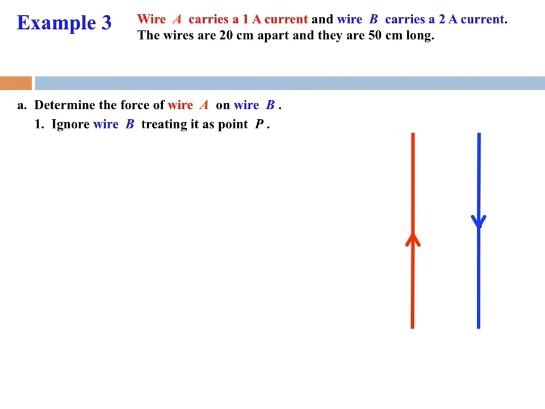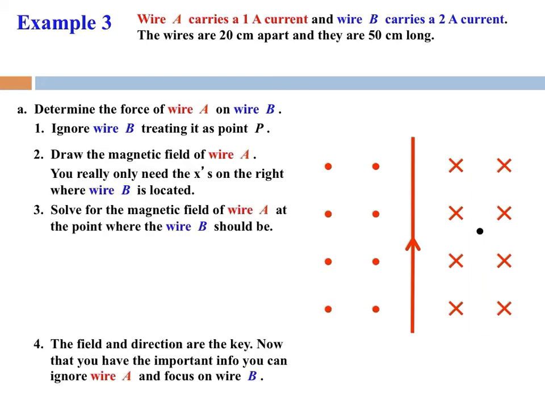So here we're given a problem. It says wire A carries a current of 1 amp and wire B carries a 2 amp current. The wires are 20 centimeters apart and they are 50 centimeters long. And we're asked to determine the force of wire A on wire B. Now for this part we're going to ignore wire B and treat it as a point P.